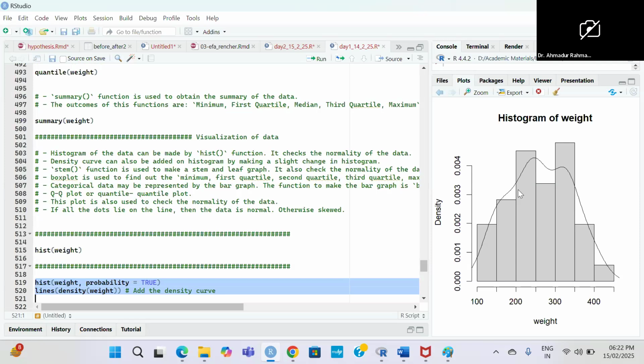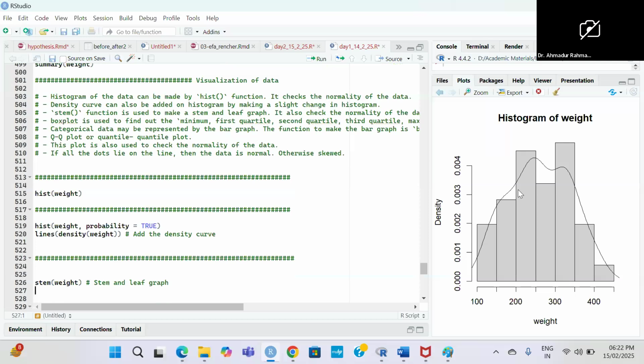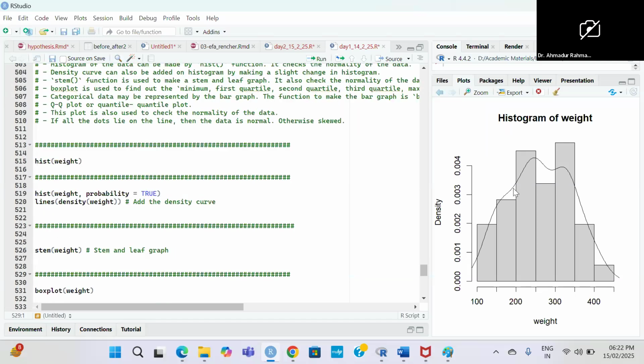Okay, so we will check the normality test later, and then we do the stem and leaf plot. Where is this?